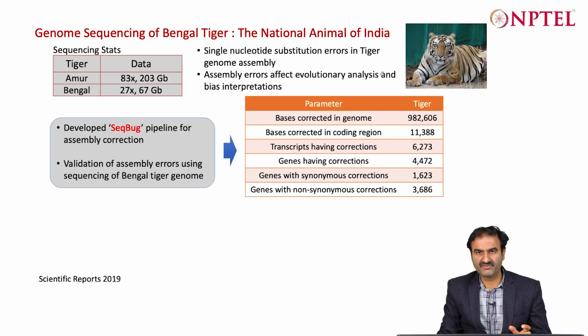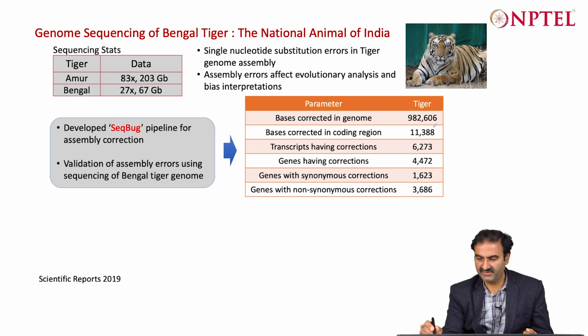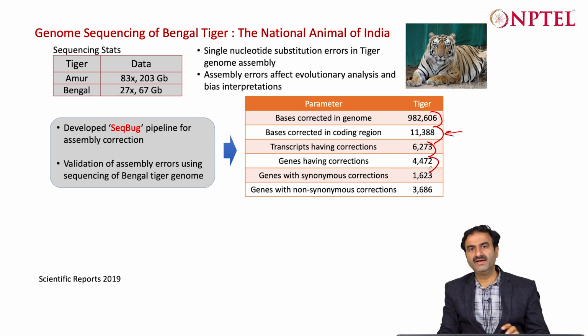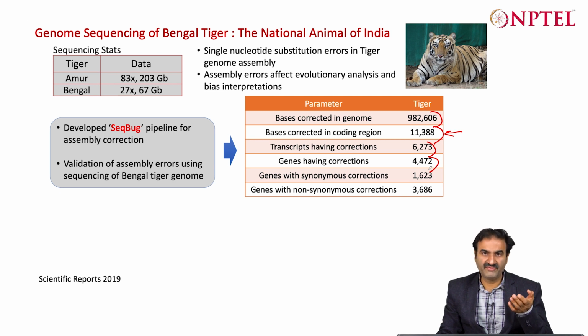Okay, so for example this was used for the resequencing of tiger. The tiger genome was there, but the authors observed that it had several errors in the genic regions, like 11,000 errors in the genic region, and in the genome almost 9 lakh or basically 1 million errors. Of these, 11,000 were in the coding region, which is a huge number because it will map to almost 6,000 transcripts and 4,000 genes. So 4,000 genes contained the wrong base, and if that base is taken, it may lead to false positives when you do the evolution analysis.